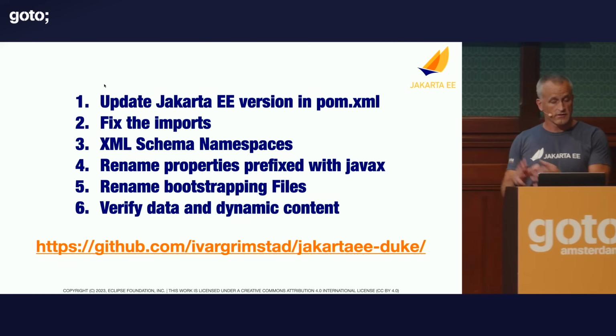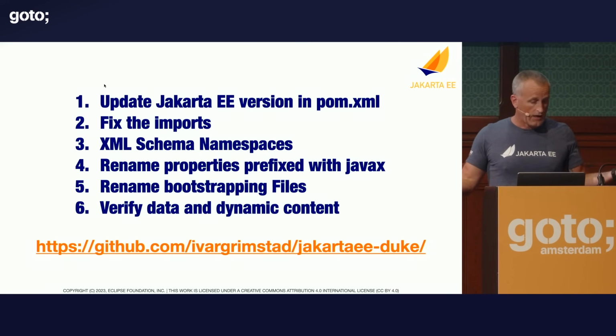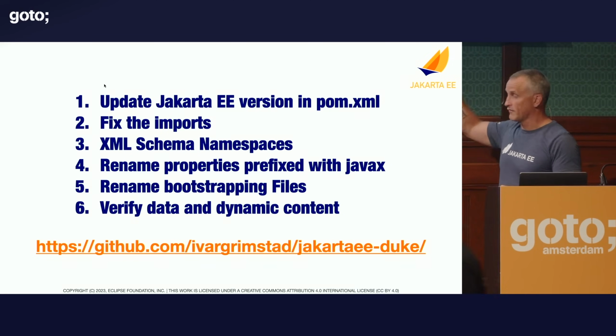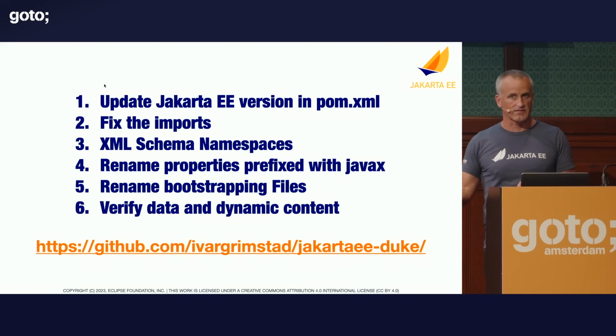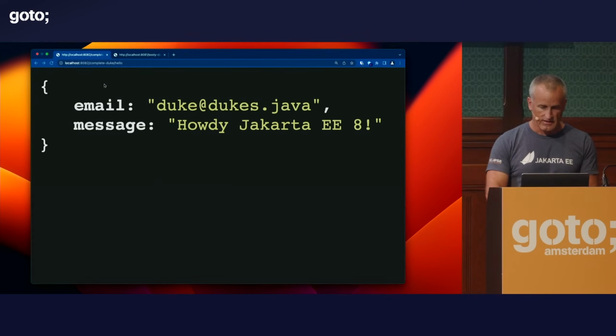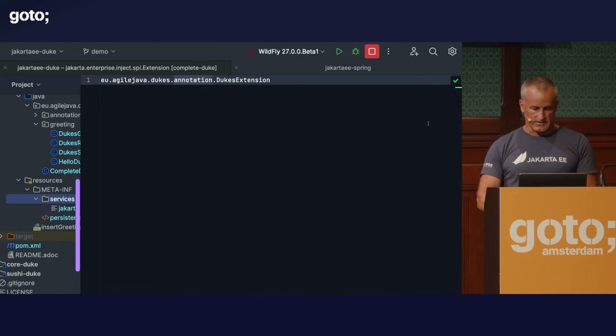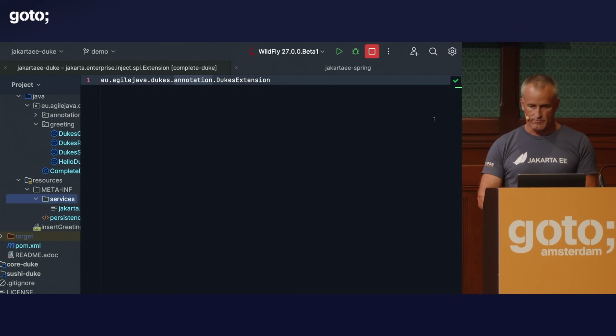And sometimes you do weird things, and that is totally up to that application, what you have done. So in some cases, you need to verify this dynamic data, and that is something I cannot help with here other than to say you have to check that you're not doing any dynamic stuff where you need to change javax to jakarta. And in this case, it's just to change the output text, and that's fairly simple.